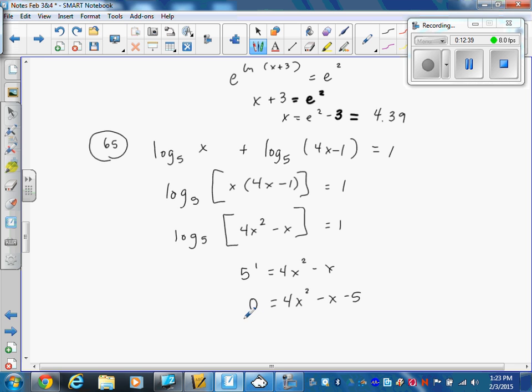And thinking back to Algebra 2, I can factor this. 4 times 5 is 20. Factors of 20 that add or subtract to give me 1 are 5 and 4. So I'm going to rewrite this so I can factor by grouping. Minus 4x. I really do want that to be a 4, because it's going to go with the 4.